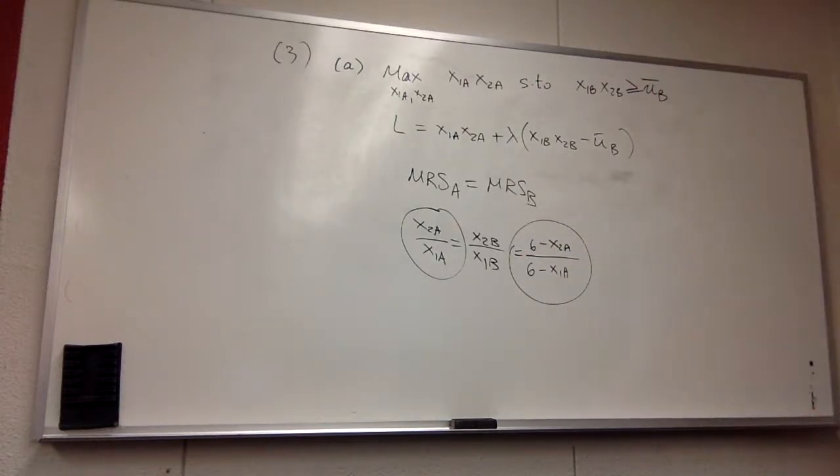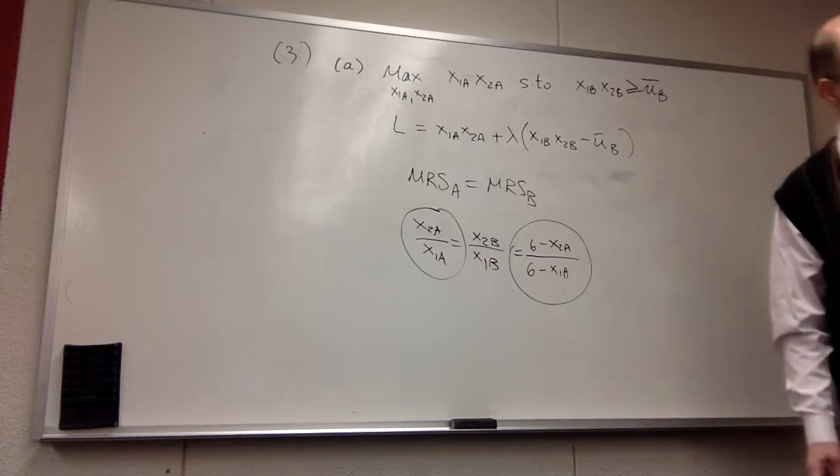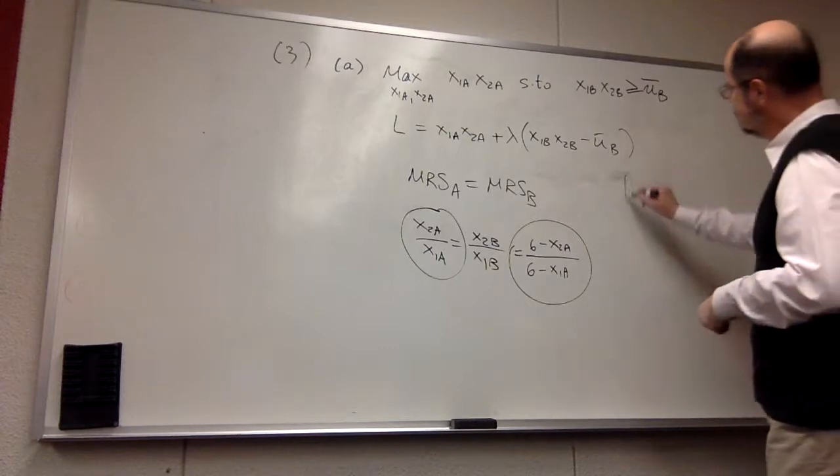And guess what I'm going to get? That x1a and x2a have to be equal to each other. You can do the cross multiplication. It's pretty obvious, however. So x1a and x2a have to be equal to each other, which means x1b and x2b have to be equal to each other. So that pretty much settles it.